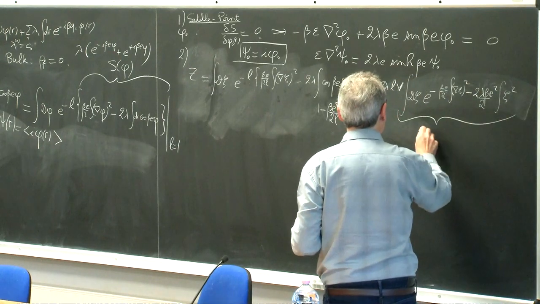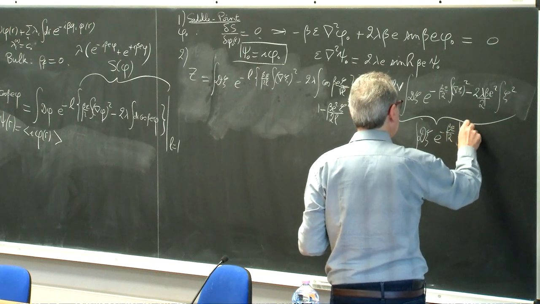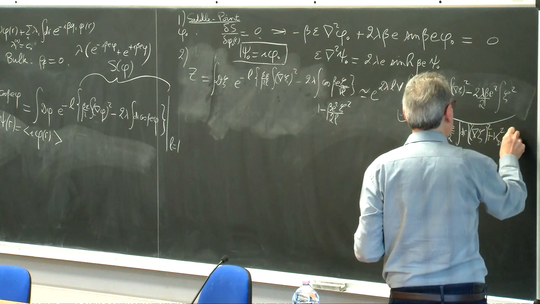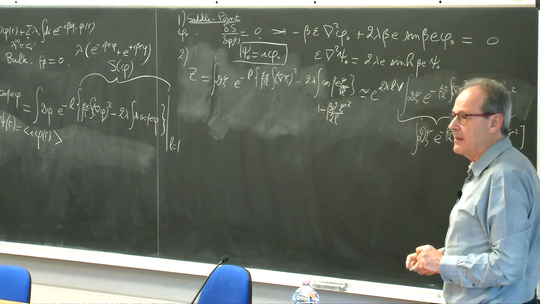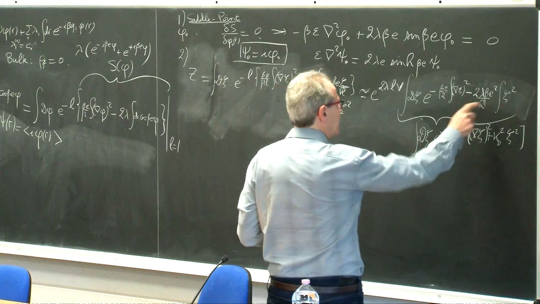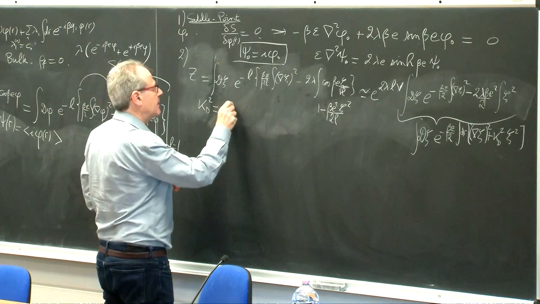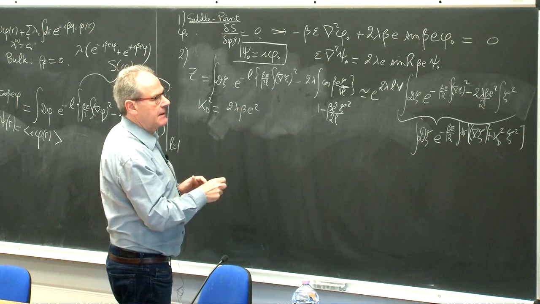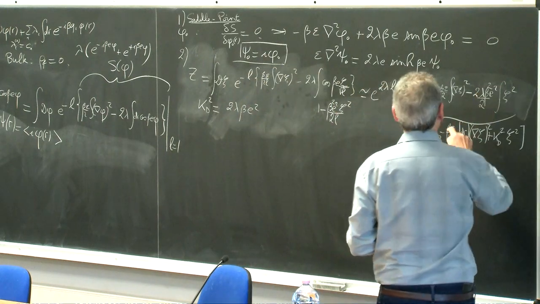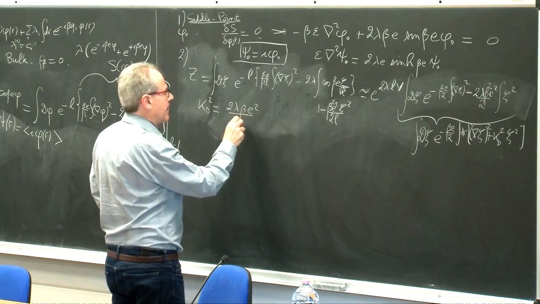And this I rewrite as integral d psi e to the minus beta epsilon over 2 integral dr of gradient psi square plus kappa d square psi square, where kappa d is the Debye length, the Debye parameter, which you read off here. So kappa d square is equal to 2 lambda beta e square. I made a mistake. It's beta square. But since I factorize beta epsilon, it's 2 lambda beta e square over epsilon.